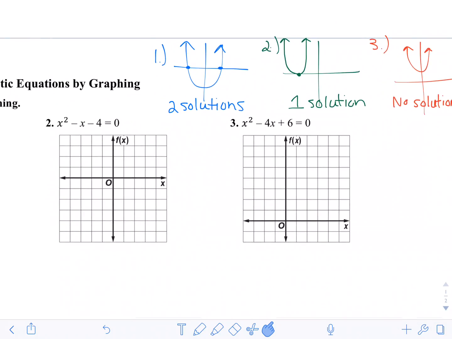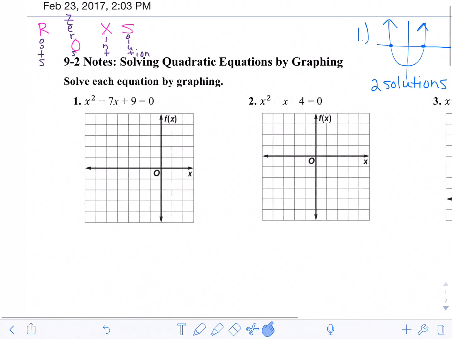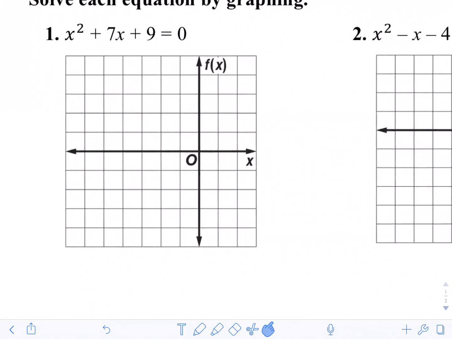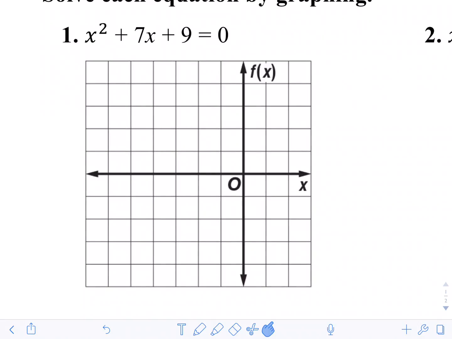All right, so what we're going to do today is we're going to look at these graphs and decide the answers to these problems if there is a solution. If there's not, we'll write no solution. So number 1, first thing we're going to do is type in that equation in y equals. So y equals x squared plus 7x plus 9. I'm going to look at my table and plot my points.